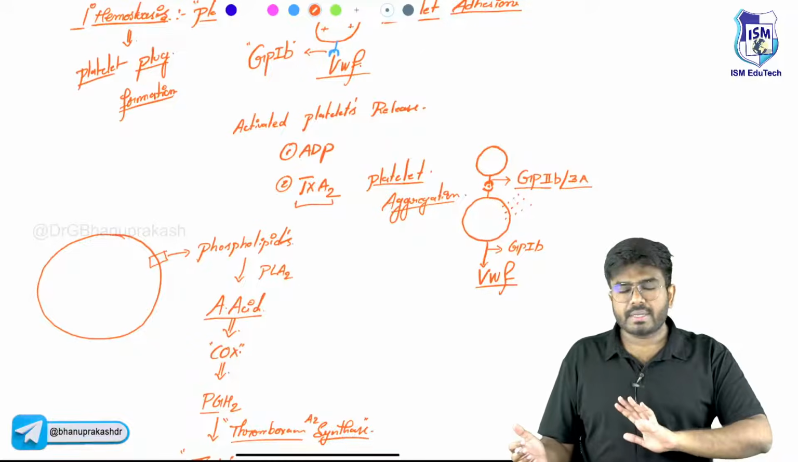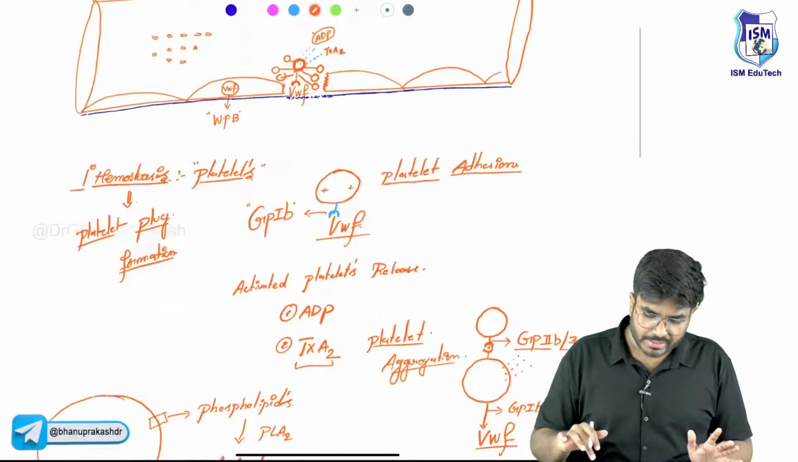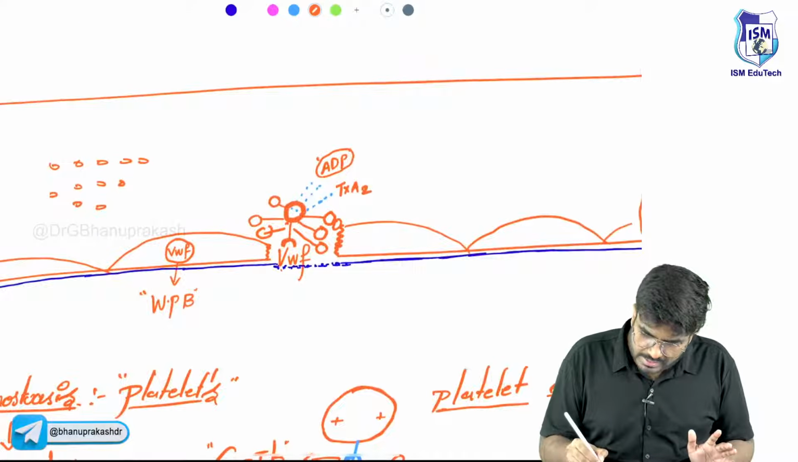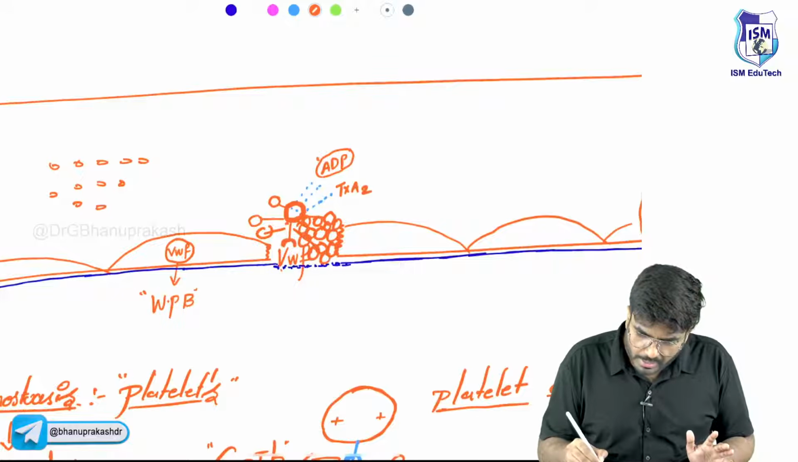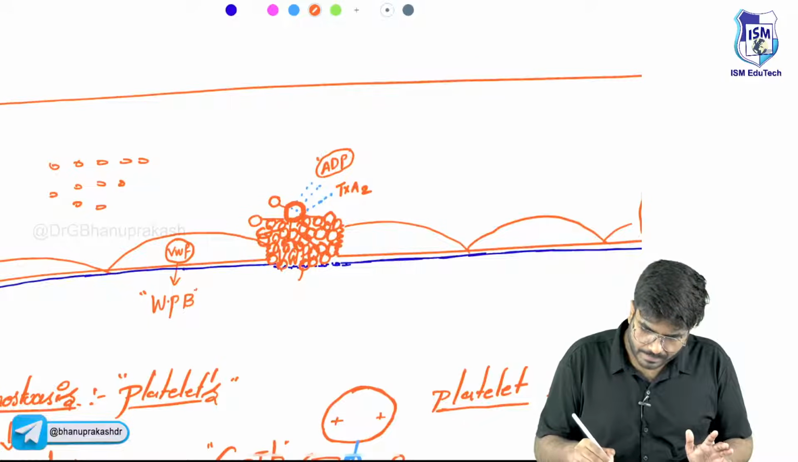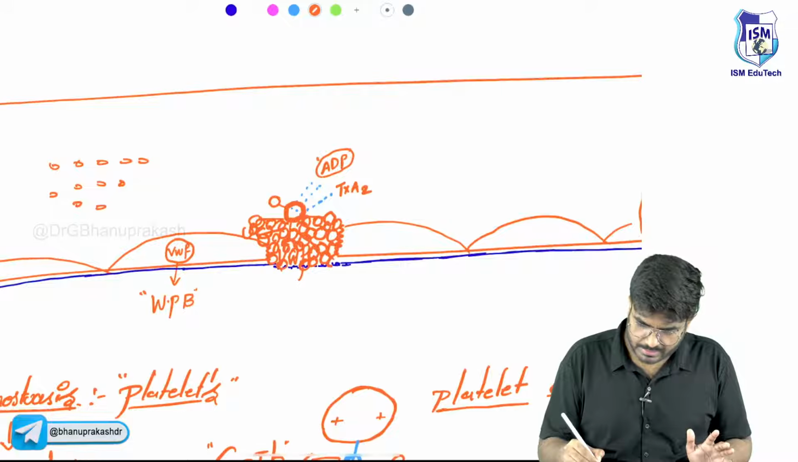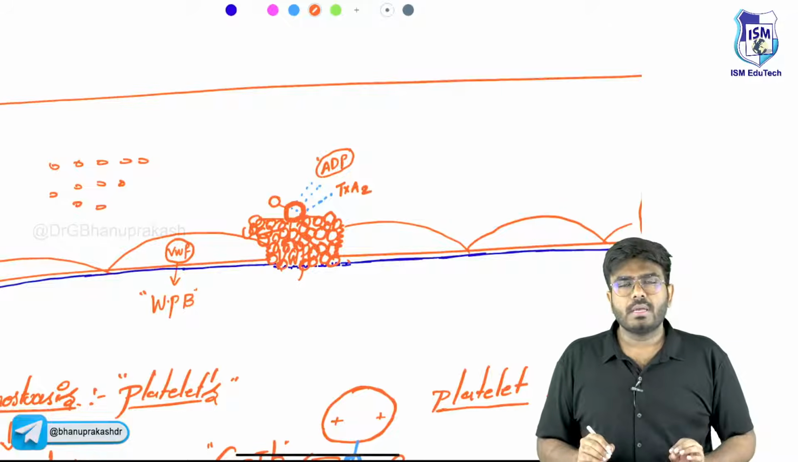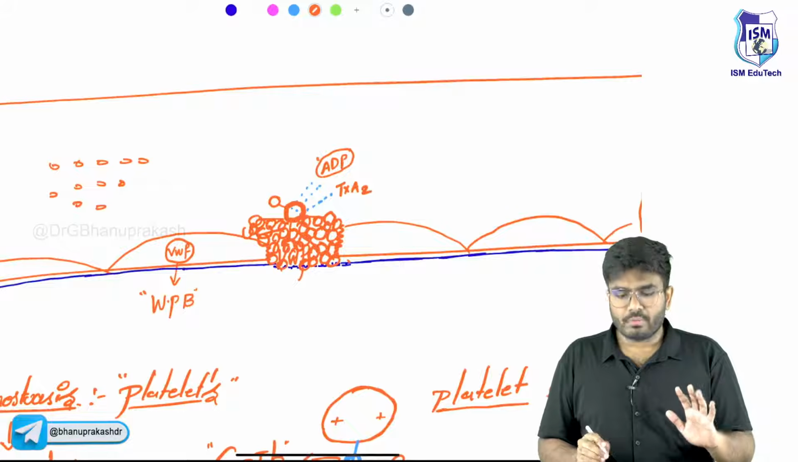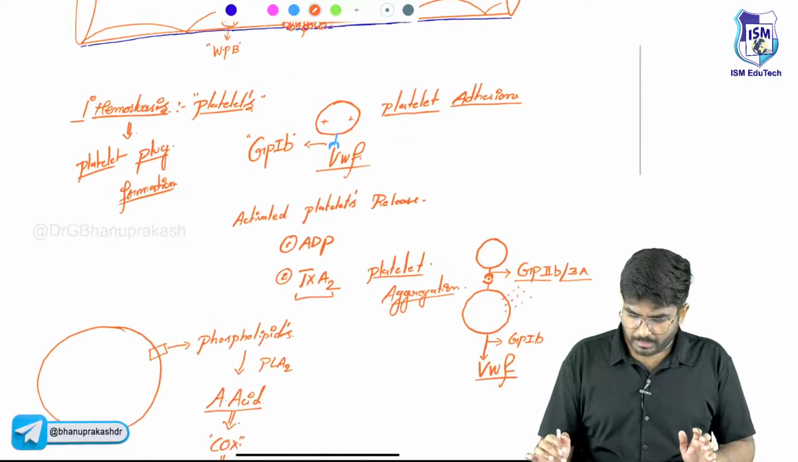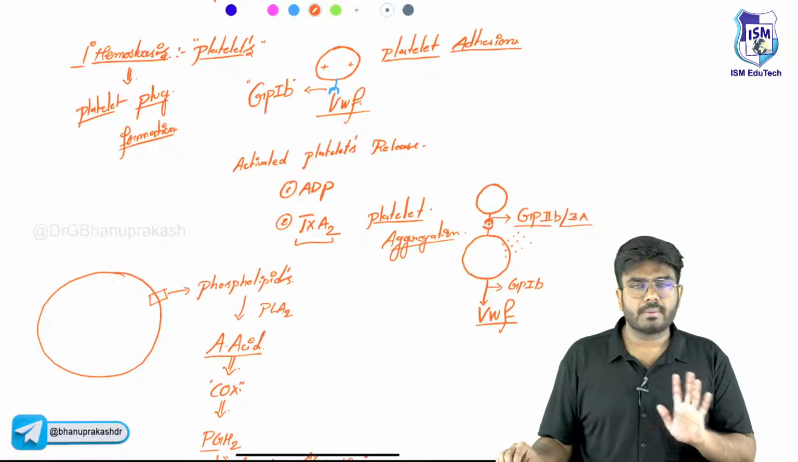Okay, so platelet adhesion is completed, platelet aggregation is completed. So what happens at the end of the day is multiple platelets will bind with one another and form a platelet plug. Now this area is totally sealed with the platelet plug. Now what have we achieved? We have achieved primary hemostasis. So primary hemostasis is completed, done.